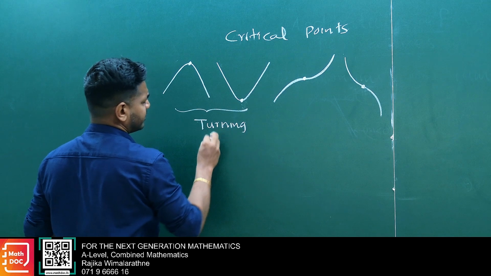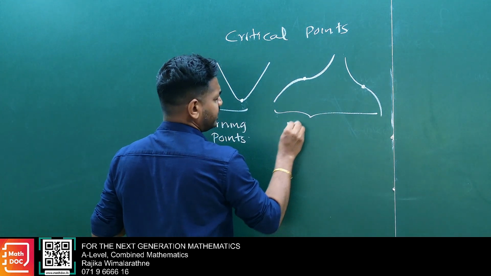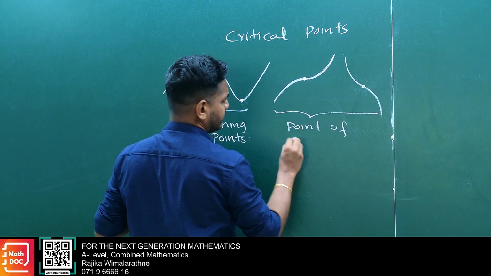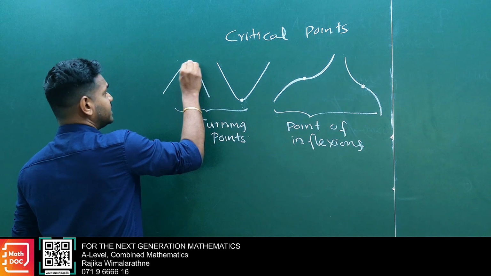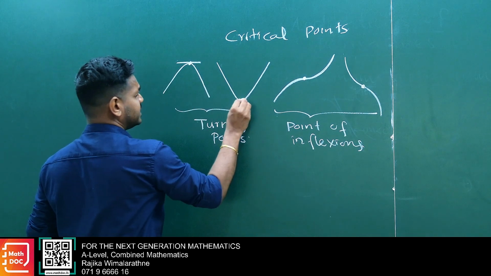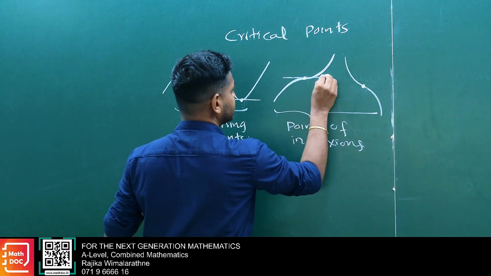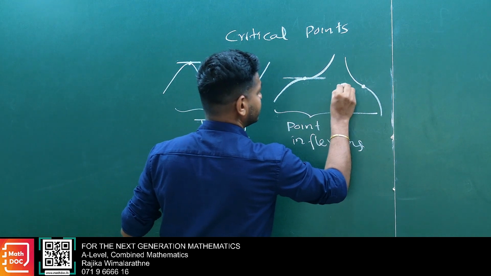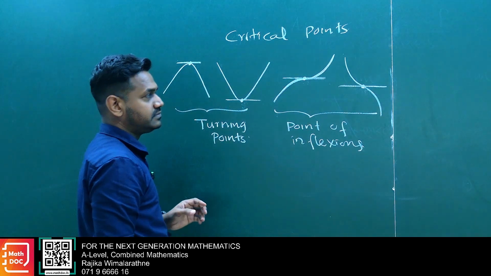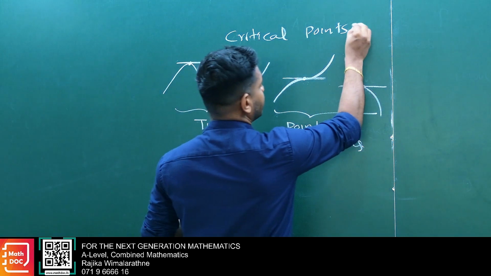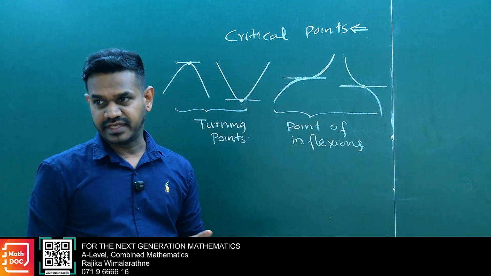Sketch with me. Here, points of inflection. When you sketch a tangent here, that is parallel to the x-axis. When you sketch a tangent here, that is parallel to the x-axis. Therefore, in all these cases gradients are 0. Critical point. Okay, we have 4 cases.